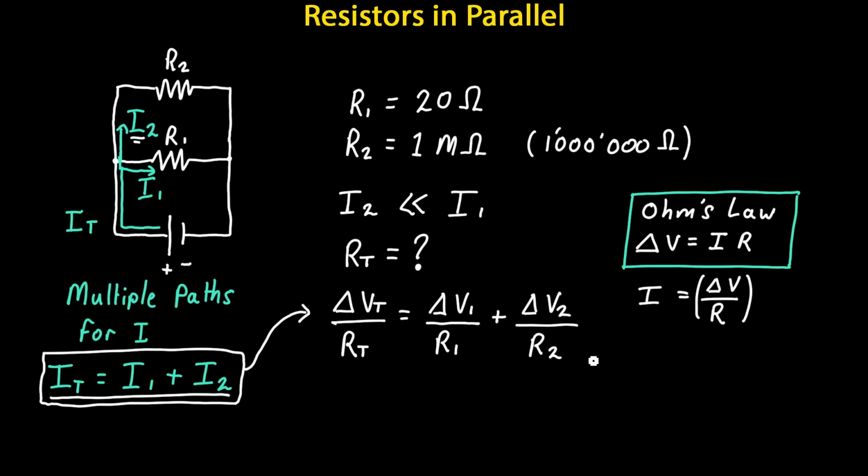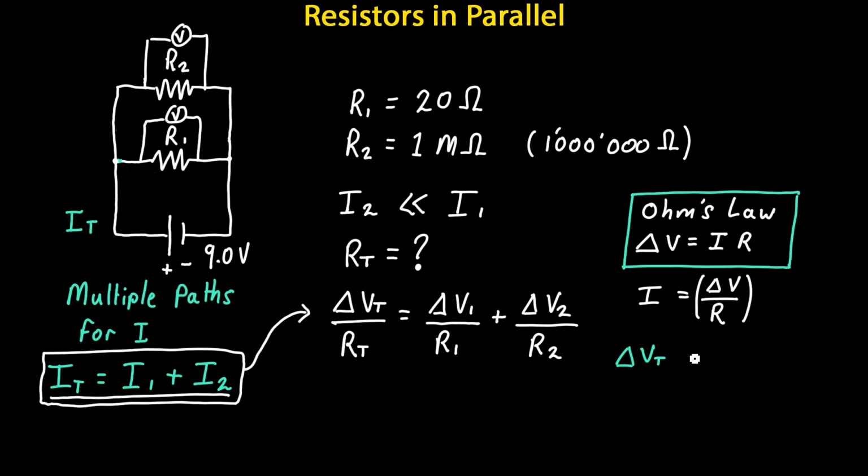Now, when resistors are in parallel like this, the voltage drop across each resistor is the same as the voltage drop across the battery. So the voltage drop across the terminal is equal to the voltage drop across the first resistor, which is equal to the voltage drop across the second resistor, and so on. And it doesn't matter how many resistors we have in parallel, they will all have the same voltage drop across them.